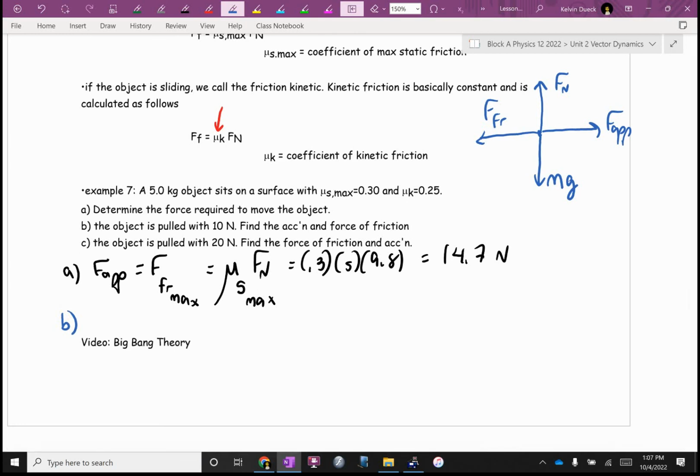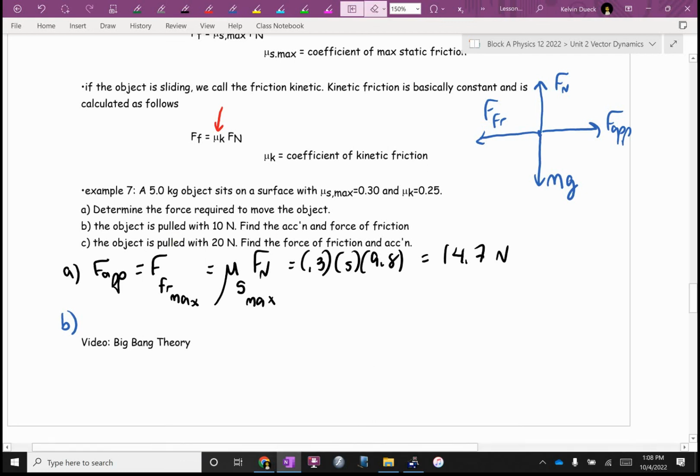Gaia, how hard are we pulling in part B? How big do we have to pull to get this to move in the first place? So, what will the acceleration be exactly as a number then? 0. Not moving. Oh, and how big is friction exactly as a number if I'm pulling with 10 newtons and it's not accelerating? Don't say 14.7. How big must it be exactly? Got to be 10, right?